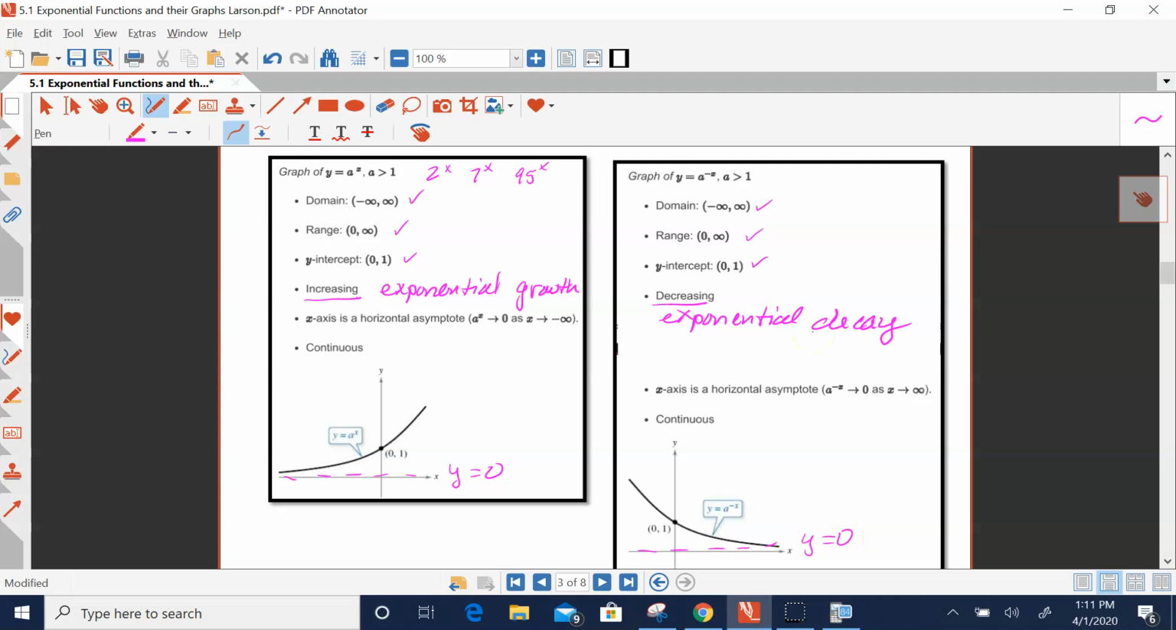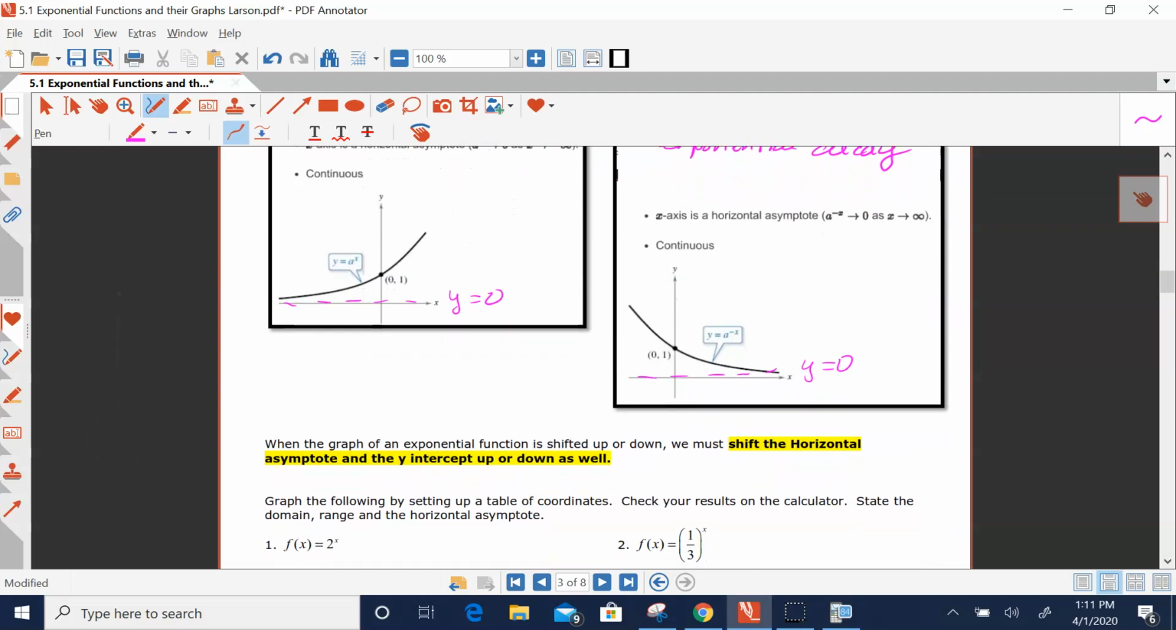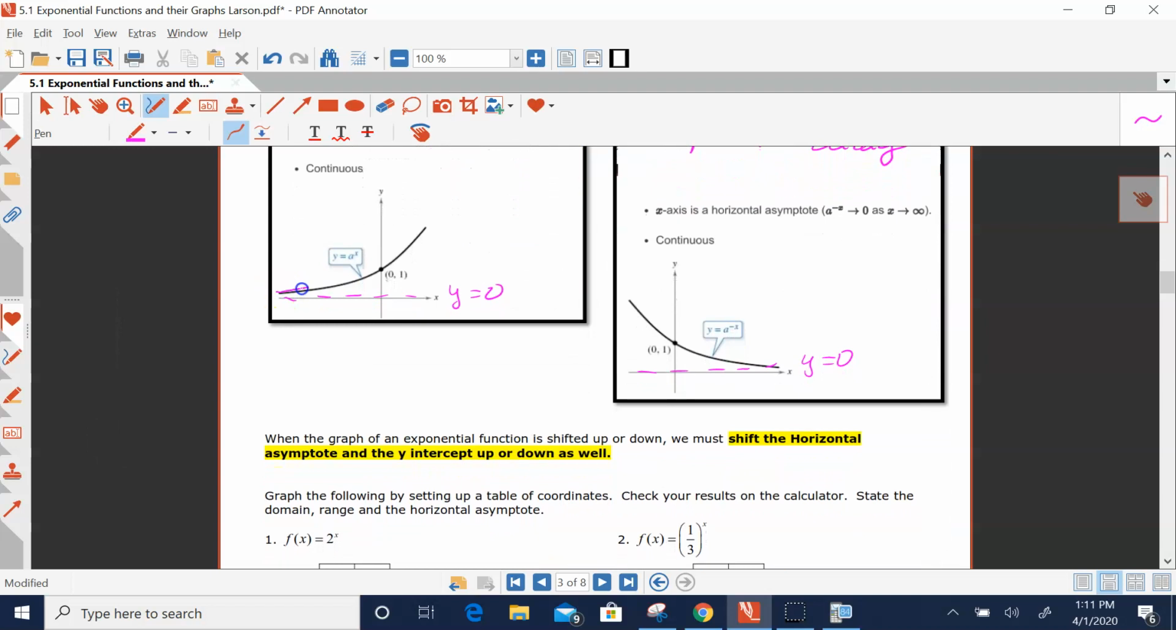They all have the same domain, negative to positive infinity, same range, 0 to infinity, same y-intercept, just one is increasing, one is decreasing. And again, they both have that horizontal asymptote at 0. So these are the basic shapes we'll be working with in our exponential functions. This guy here and this guy here. Those are our basic shapes.